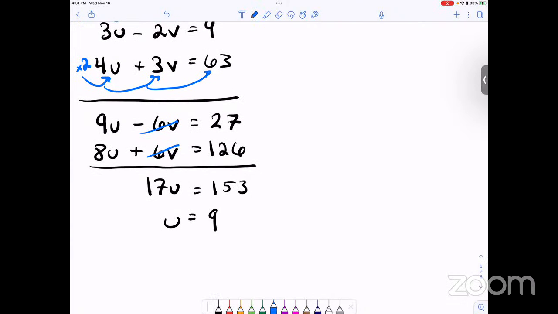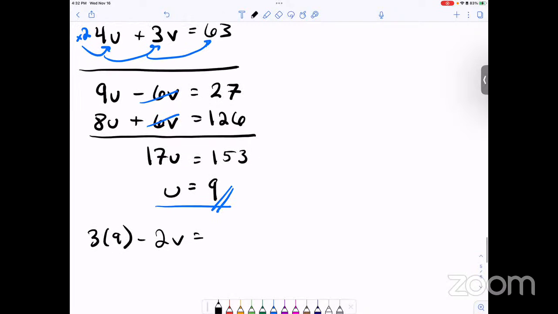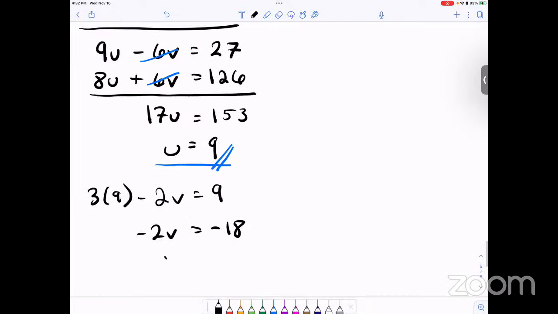So then 3 times 9 minus 2 times v equals 9. So what is that, 27? If we subtract 27 from both sides, we get negative 18. So then v equals 9. So then we need to go back and plug in.